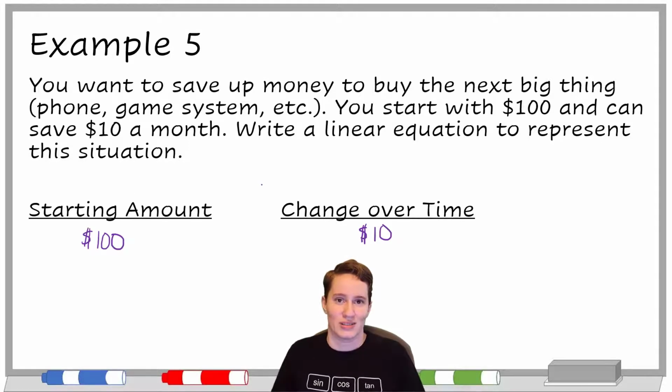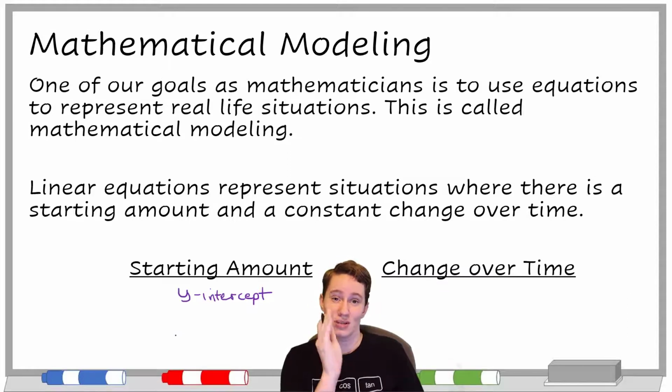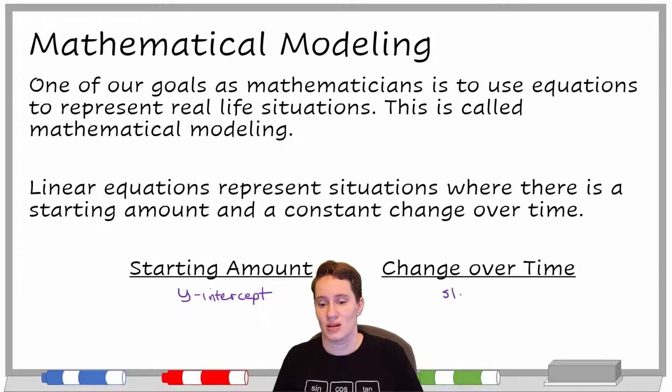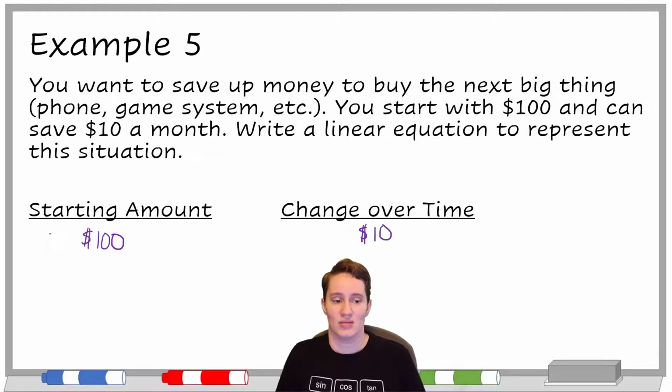Which of these is our y-intercept and which of these is our slope? That's definitely something I should have written on this slide. Our starting amount is our y-intercept, because our y-intercept happens at an x value of 0. So at 0 for x, we start with some amount at y. That's our y-intercept. And our change over time is going to be our slope. So in this situation, that means that b is 100 and m equals 10. So we can write y equals 10x plus 100, and that's our equation.